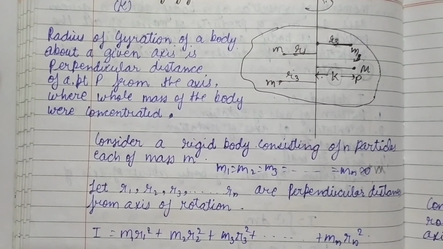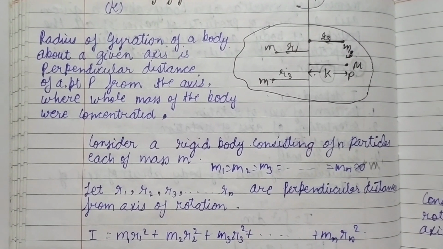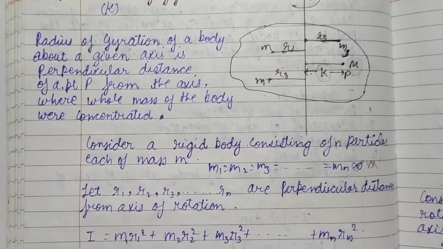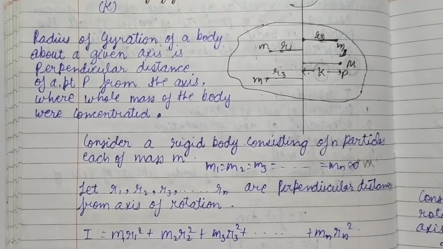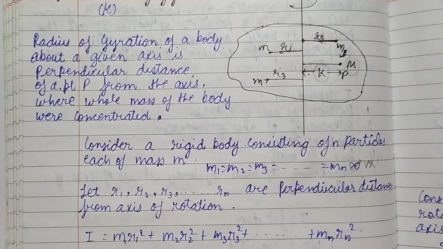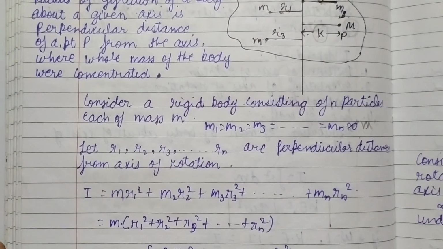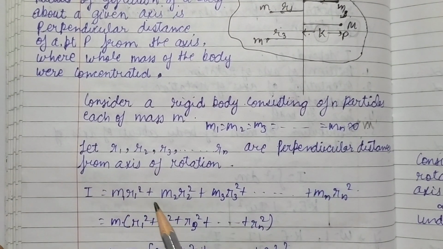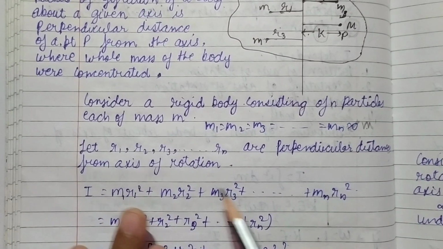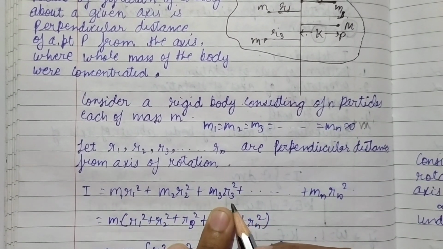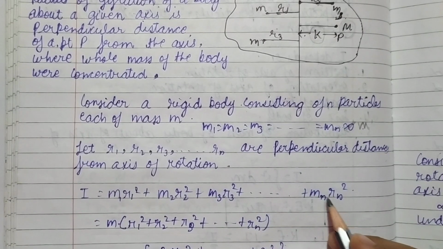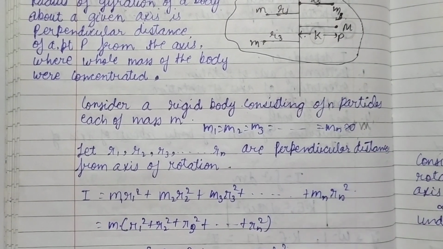Now if you want to find out the moment of inertia of this whole system, how can we find it? It will be the moment of inertia due to each individual particle, and we will do the summation. We will add the moment of inertia due to each particle. So as you can see, here is m1 r1 square plus m2 r2 square. This is due to the first particle, this is the second particle, this is the moment of inertia due to the third particle, and up to mn, this is the moment of inertia due to the nth particle.